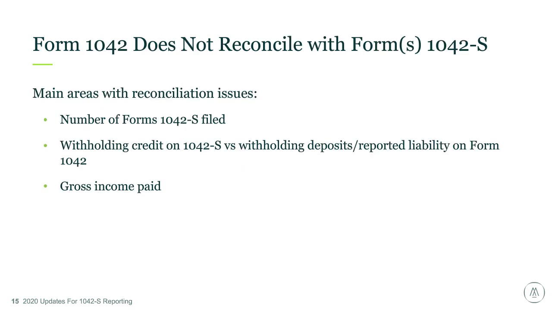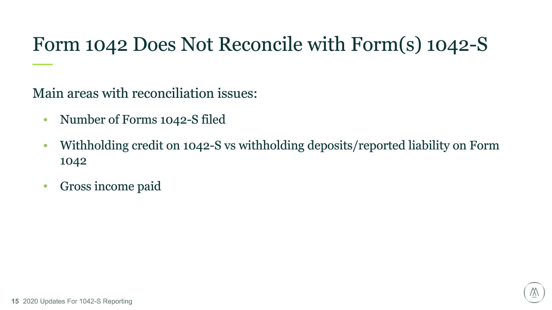Main areas we've seen with reconciliation of the 1042 and 1042S that they would be looking for: the number of forms 1042S filed. This is the big one that the Treasury Inspector General had focused on, withholding credit on the forms 1042S versus the withholding and deposits reported on the 1042, along with what you've got credit for in your 1042 account.